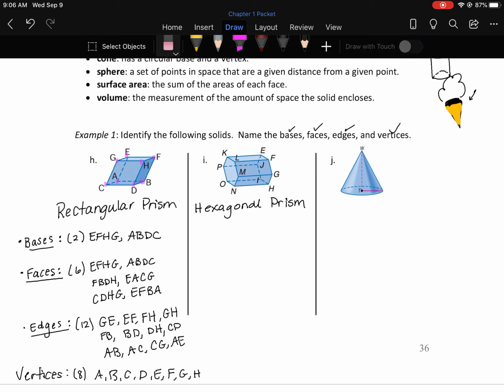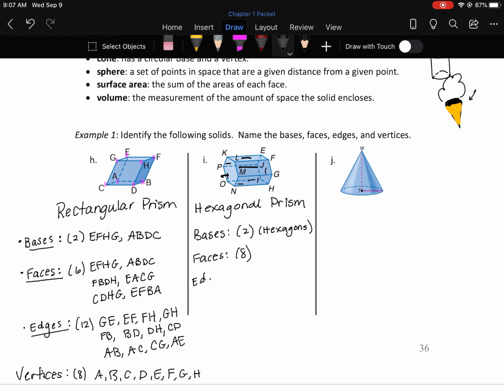Okay, we can go ahead and count the number of each of these things. We'll do that anyway. So bases. All right, there are 2, okay, and they're the hexagons. Faces, there's 1 in the front, 1 in the back, so that's 2, 3, 4, 5, 6, 7, 8. So we'll say 8 total.